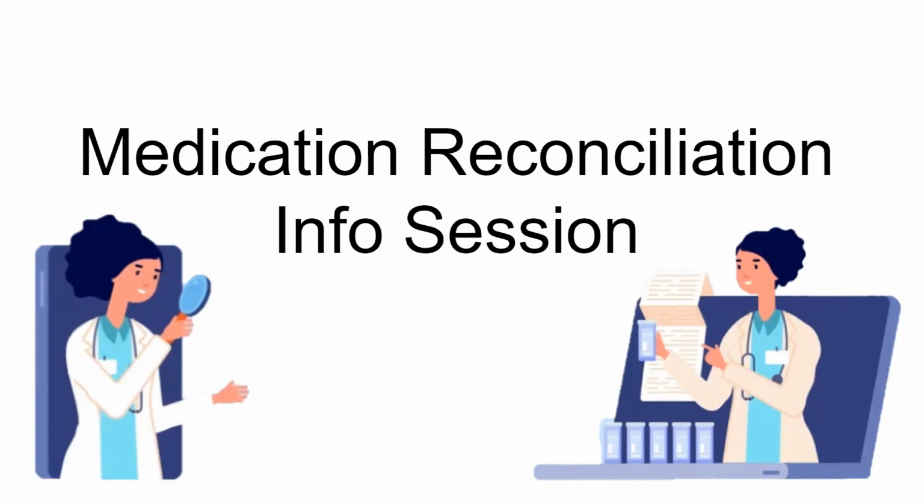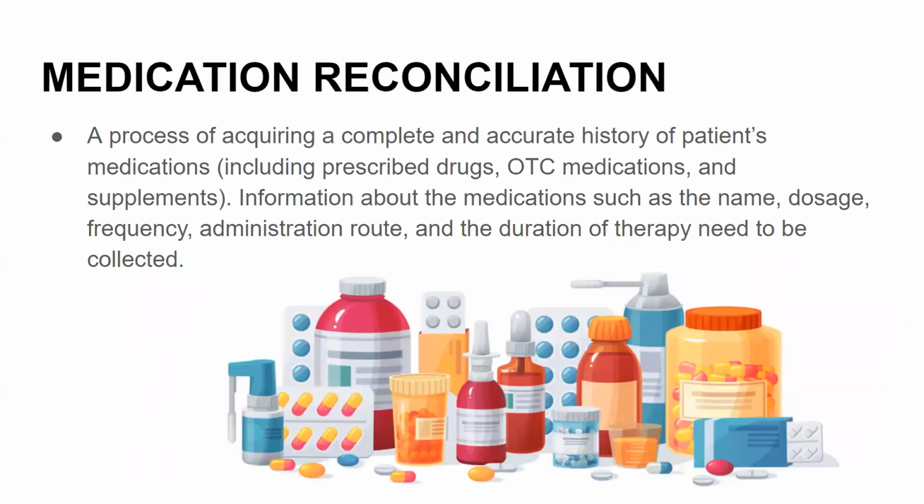You may ask yourself, what is a medication reconciliation? A medication reconciliation is a process of acquiring a complete and accurate history of a patient's medications. This may include prescribed medications, over the counter medications, and vitamins and supplements. Information about these medications, such as the name, the dosage, the frequency, the administration route, and the duration of therapy, should be included and collected.